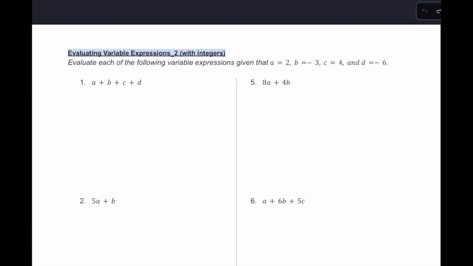In this video, let's practice evaluating variable expressions with integers together. For each of these given variable expressions, a is always going to equal 2, b is going to equal -3, c is going to equal +4, and d is equal to -6.